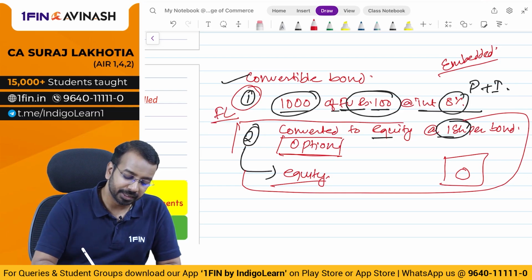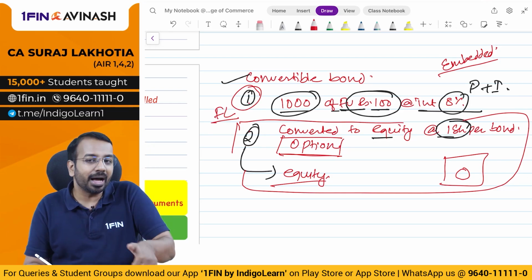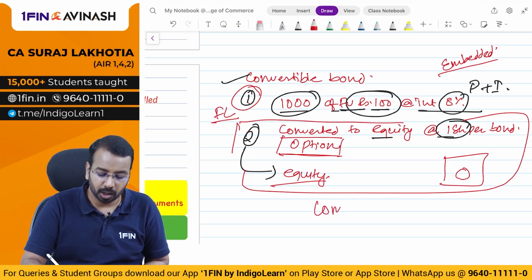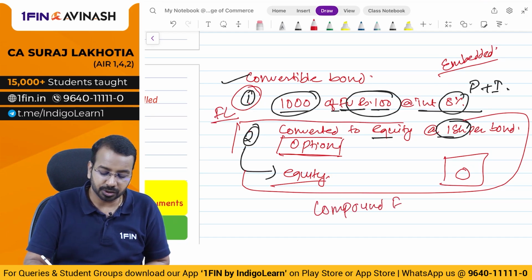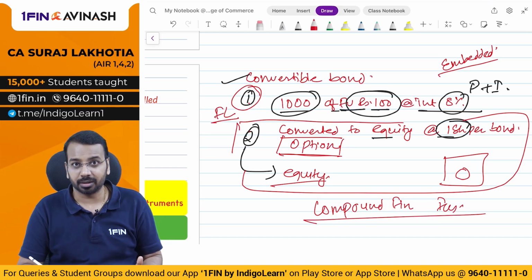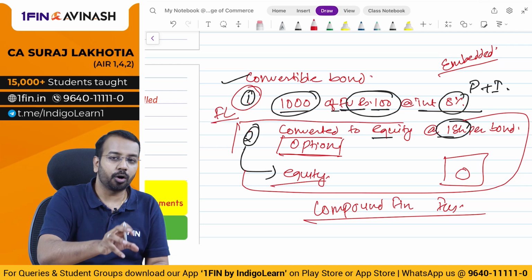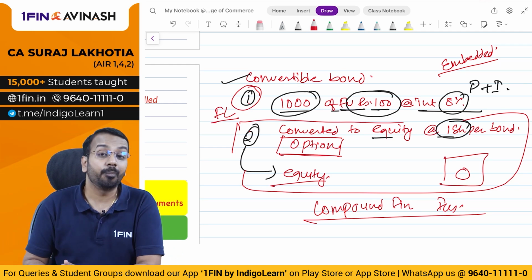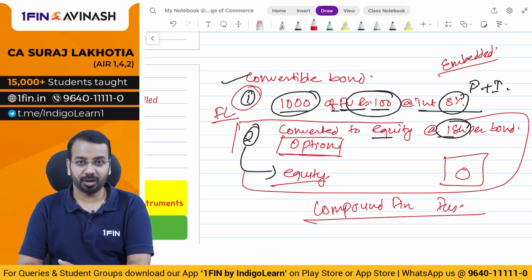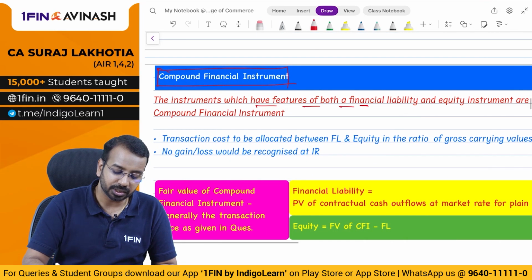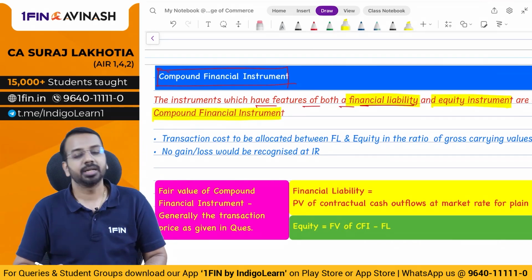Alright. So these kind of instruments where you have a liability component and an equity component is called a compound financial instrument. What is it called? Compound financial instrument. Wherever we have a liability component and an equity component brought together, we call it a compound financial instrument. So what is a compound financial instrument? The instruments which have features of both a financial liability and an equity instrument are compound financial instruments.